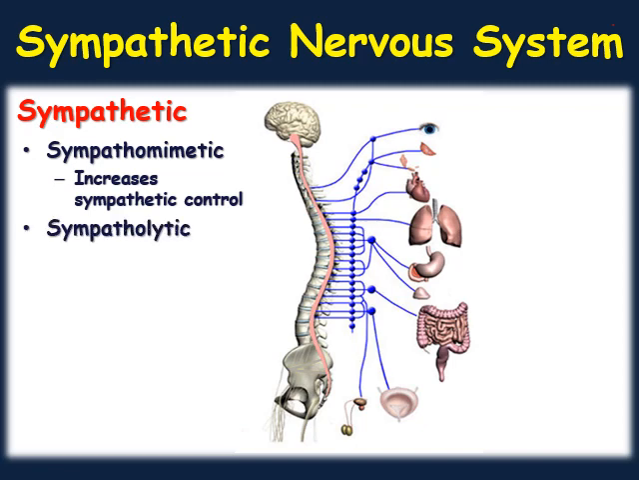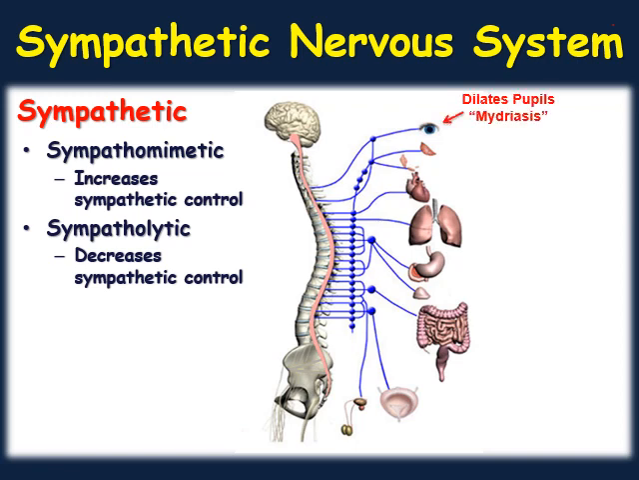If we gave something that's a sympatholytic, lytic means to cut or lyse. So we're basically lysing or cutting the sympathetic. In that case, anything that's a sympatholytic is going to decrease the sympathetic control, which in turn will let the parasympathetic take over. So it's just another way for the parasympathetic to go ahead and take control of the body.